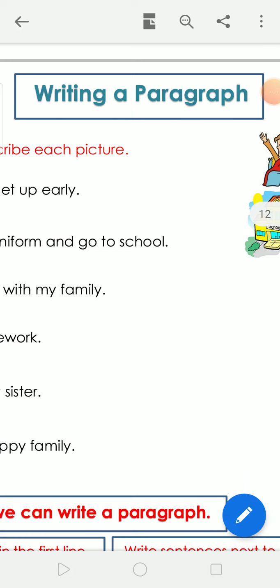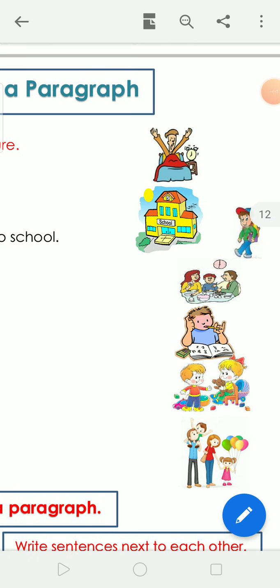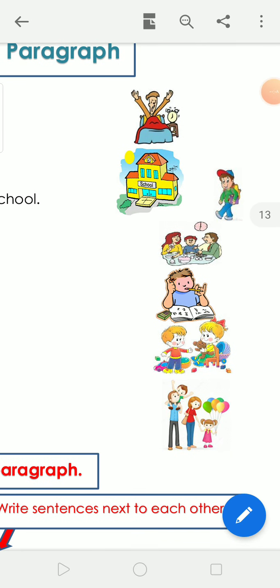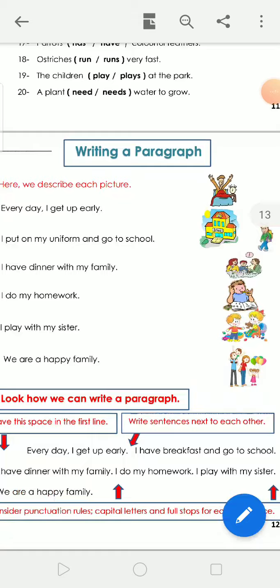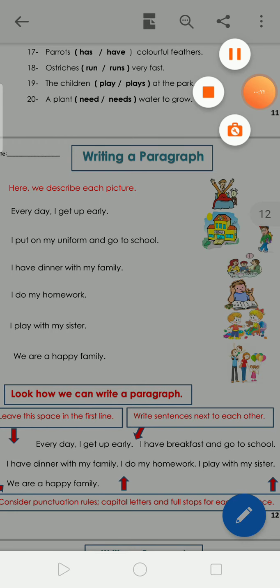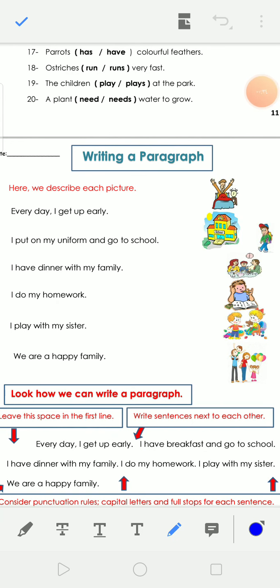Learn how to write a paragraph. Open page 12 in your booklet, please, and look well at these pictures. We're going to describe each picture with a sentence. Are you ready? Okay, look at the first picture and read with me. Can you see it?